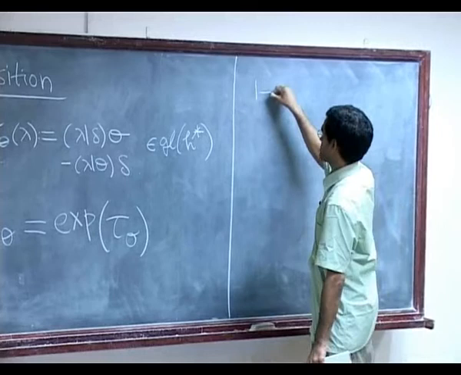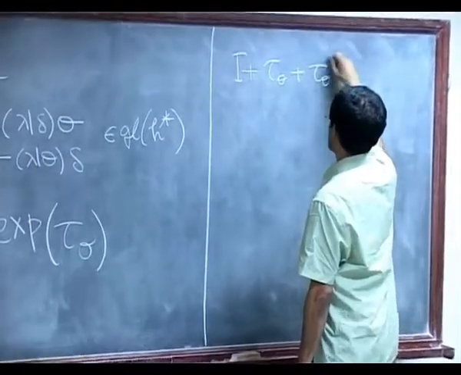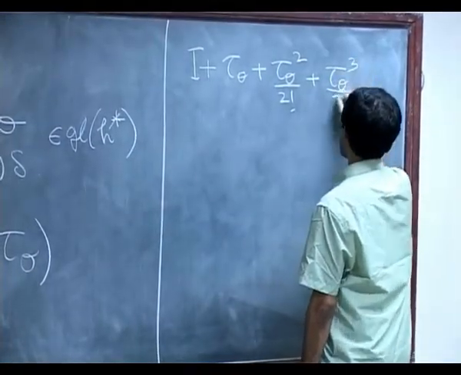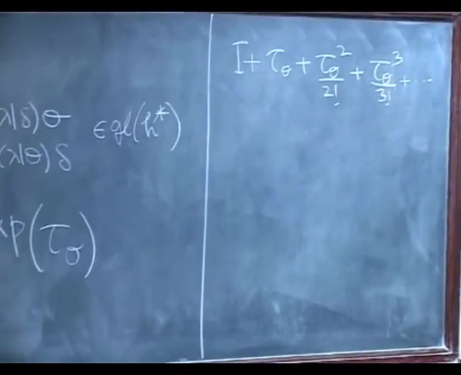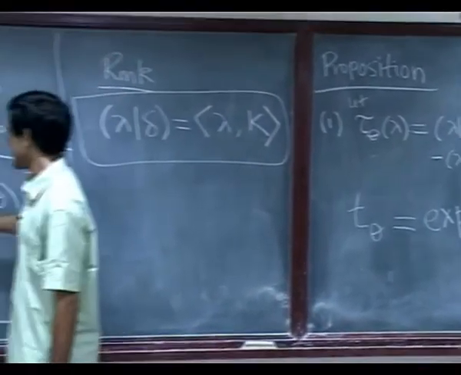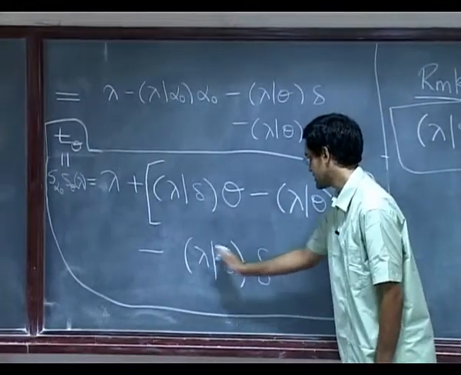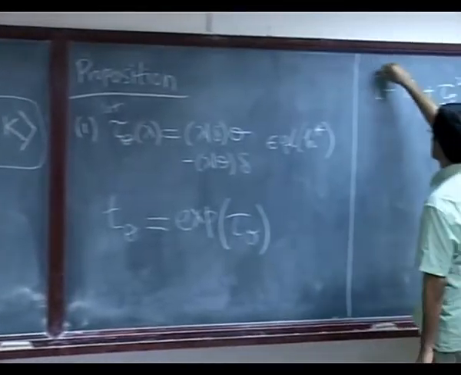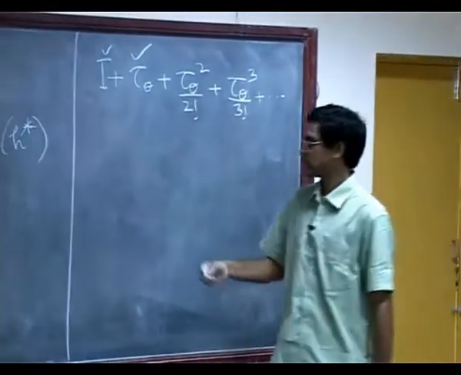All we need to do is look at what is identity plus tau theta plus tau theta square over 2 factorial and so on, but the first 2 terms are already there. Observe the first term is identity acting on lambda. So identity is right there, and the linear term is already there, that is tau theta. So we need to see how what is left is the sum of all the remaining terms. So we need to just worry about the remaining terms. Let us compute tau theta square.